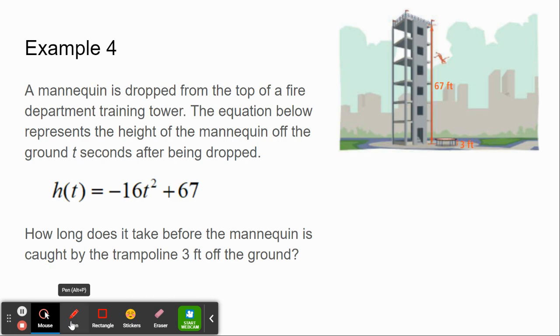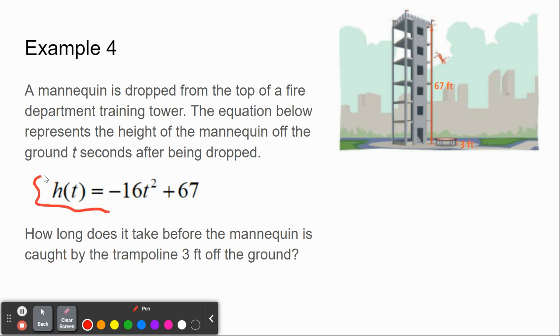All right, so let's take a look here. The question says, a mannequin is dropped from the top of a fire department training tower. The equation below represents the height of the mannequin off the ground t seconds after being dropped. So here's our equation we're going to use. And it says, how long does it take before the mannequin is caught by the trampoline 3 feet off the ground? So it's going from here all the way down to here, and we're going to get caught right here 3 feet above the ground.